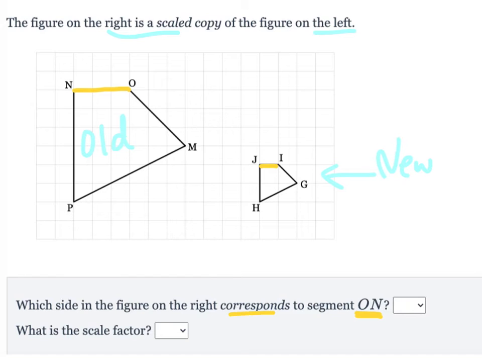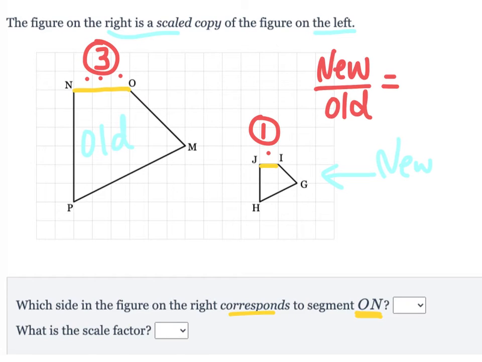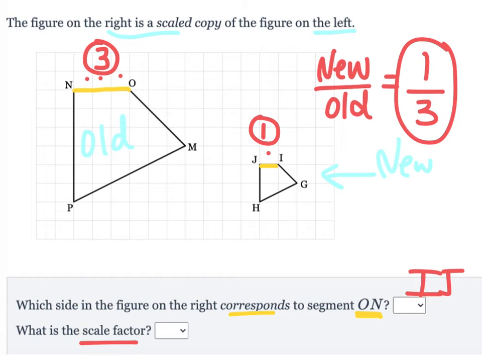So let's count the units. O to N is 3 units long, and I to J is 1 unit long. So we would fill in I to J on our drop down. And then we would try to find our scale factor. To find scale factor, it's new divided by old. So the new unit is 1, the old unit is 3, and we can keep our scale factor as a simplified fraction, 1 to 3.